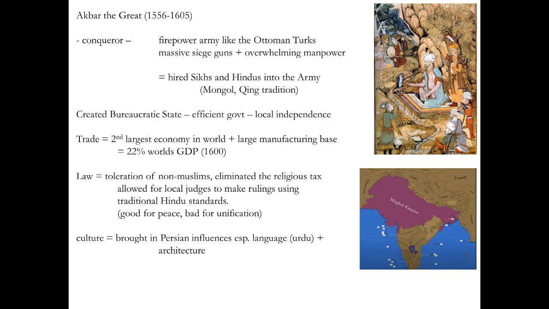He's willing to hire Sikhs and Hindus into his army. This is a Mongol tradition. This is the nomadic tradition. You're willing to hire people who have skills that you don't have. And Akbar is related to, or claims to be related to, Tamerlane, Timur, Genghis Khan. He creates a bureaucratic state, an efficient government, local independence, right? He's going to let Hindus run Hindu divisions, provinces, and he's going to let Muslims run Muslim provinces.